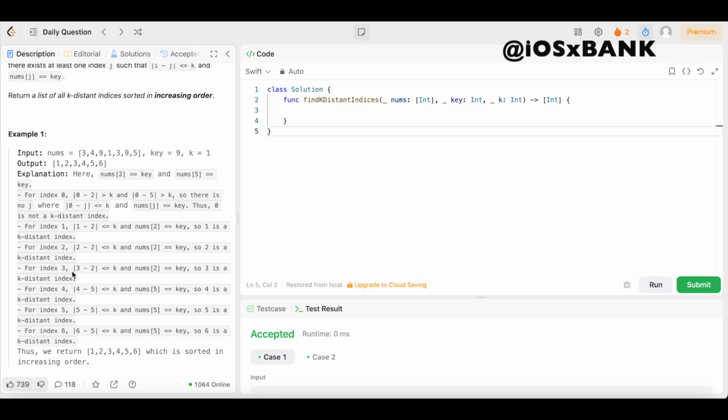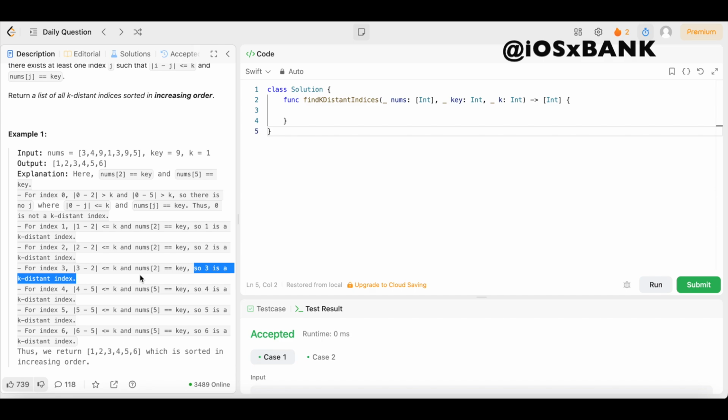Let's go to index 3. So 3 minus 2, once again, we're looking at the index numbers. We're not looking at the values of the index themselves. So index 3 minus index 2 is going to give us 1. 1 is less than or equal to k. It's equal to k, right? k is 1. And nums of 2, once again, is equal to the key. Key is 9. We're still at index 2. Boom. Key is 9, index 2 is 9. So 3 is a valid k-distant index.